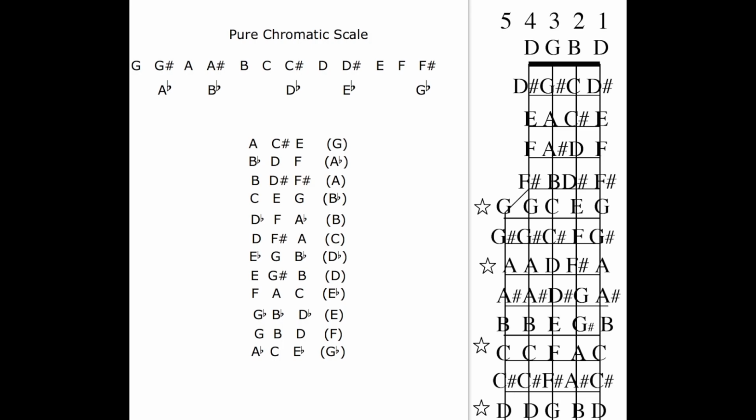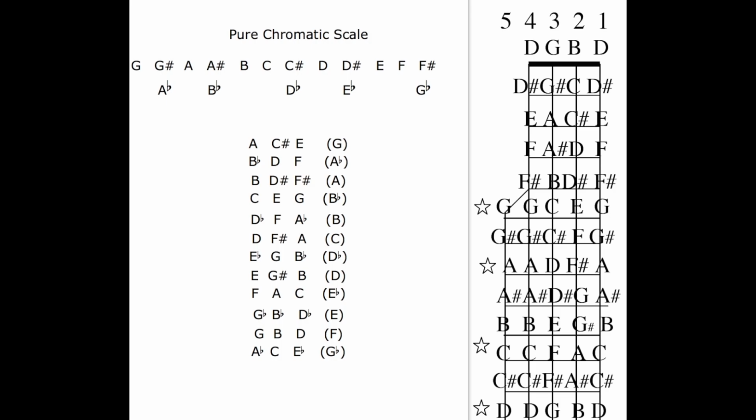This is a tutorial regarding chord theory and its application on the 5-string banjo. Let's start by looking at our screen. We have two parts here. On the right side is simply the notes as they fall on a 5-string banjo tuned to open G tuning. On the left side, we have the pure chromatic scale.